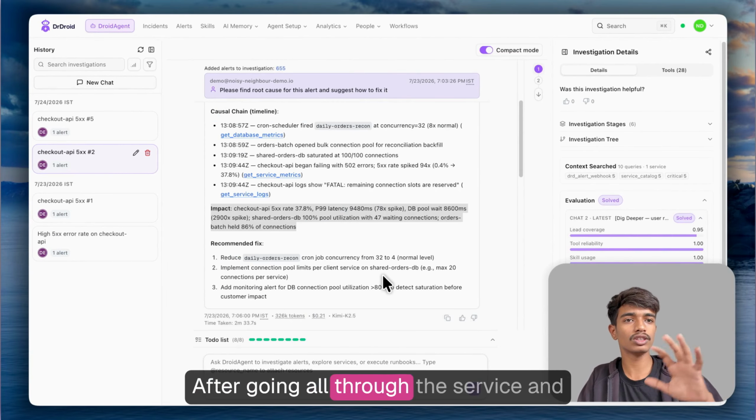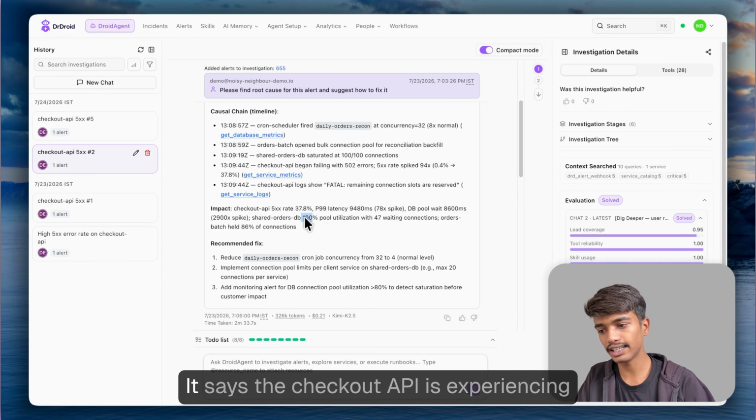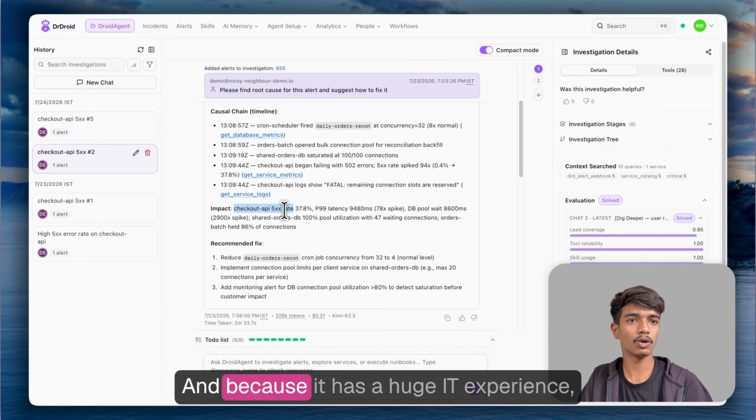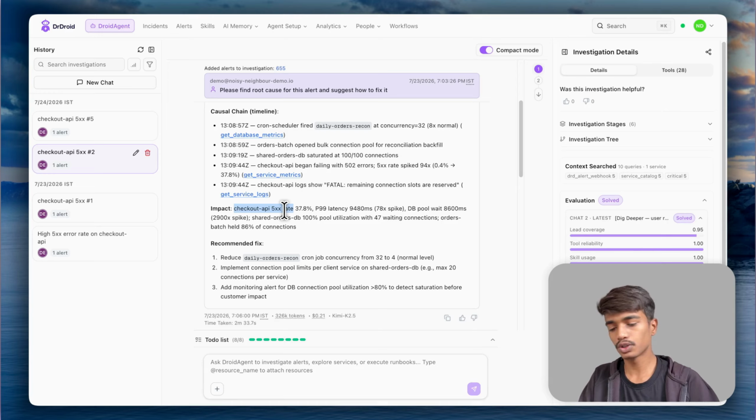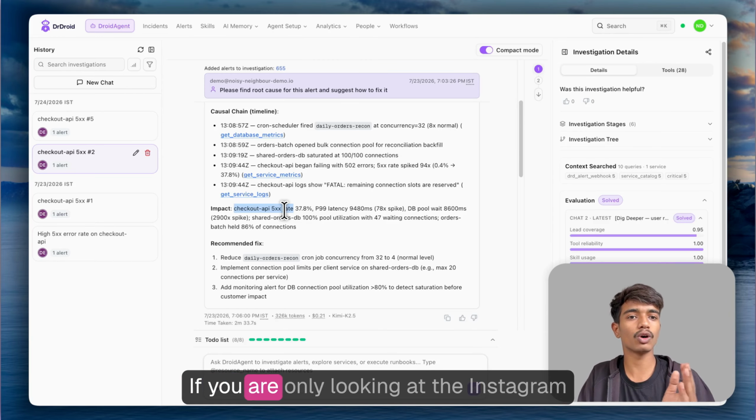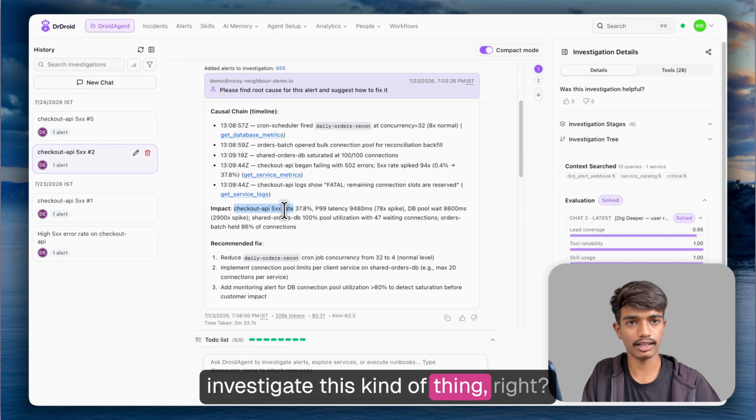After going through all the services and the infrastructure, it found out something interesting. It says the checkout API is experiencing a rate of 37.8, because it experiences a huge spike in throughput. What's important here is that the order analytics service isn't throwing any alerts. If you were only looking at an incident dashboard, you would probably never investigate this kind of thing, right?